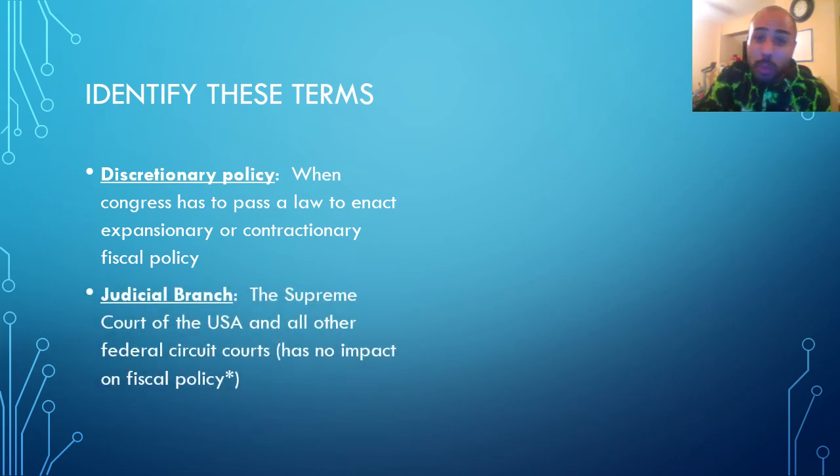Now, the judicial branch, just in case you didn't know, is like the Supreme Court and all the federal circuit courts of the United States. It's important for you to know that because the judicial branch has no control over fiscal policy. Wink, wink. So if you see that on the test tomorrow, the judicial branch has nothing to do with fiscal policy. Remember, it's only the president and the Congress, right? The executive and the legislative branch control fiscal policy.